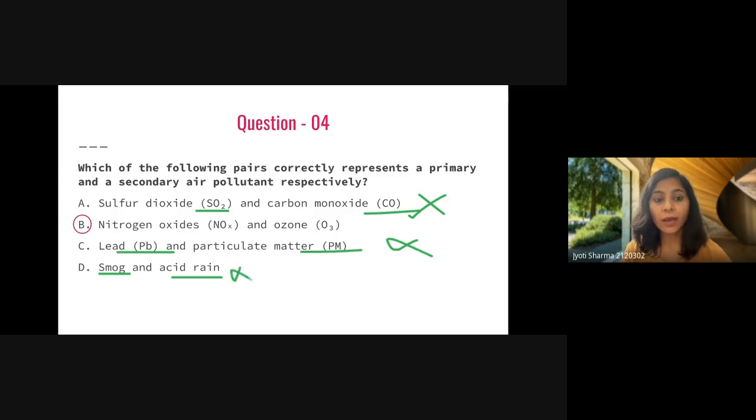So the answer will be nitrogen oxide is the example of primary pollutant. Ozone is the example of secondary air pollutant. That's why B answer will be the right one. Is it clear why I'm sticking with B option, not with A or D? Okay, thank you so much.